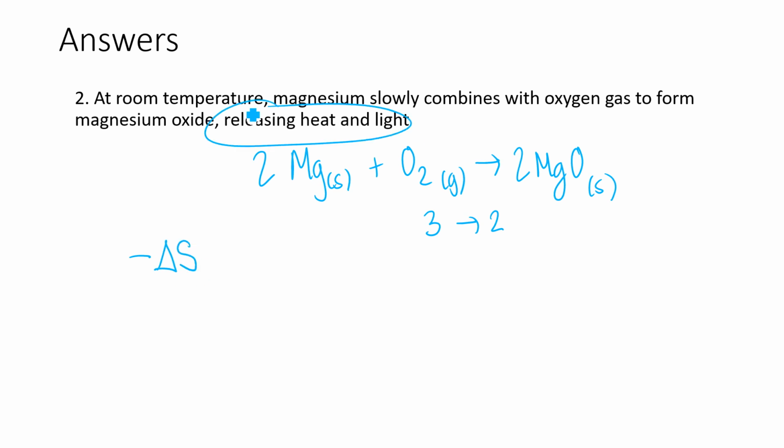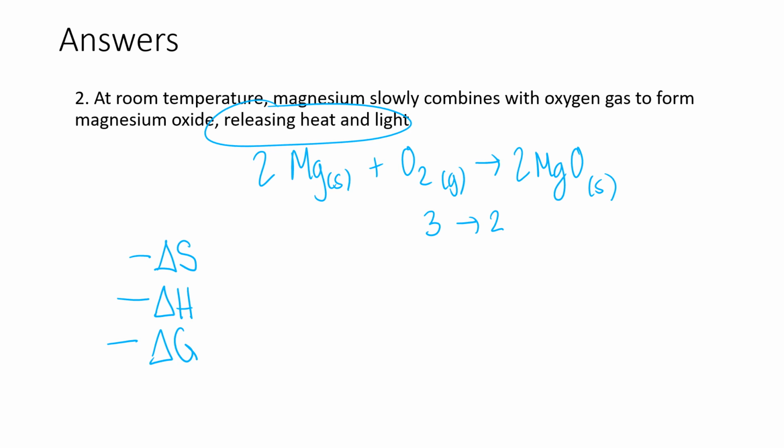The reaction releases heat and light, so it sounds like it's exothermic. Whoops, I wrote the wrong thing. Exothermic, there's going to be a decrease in enthalpy, negative delta H. And the reaction happens, so it occurs. Therefore, the delta G must be negative under these conditions.